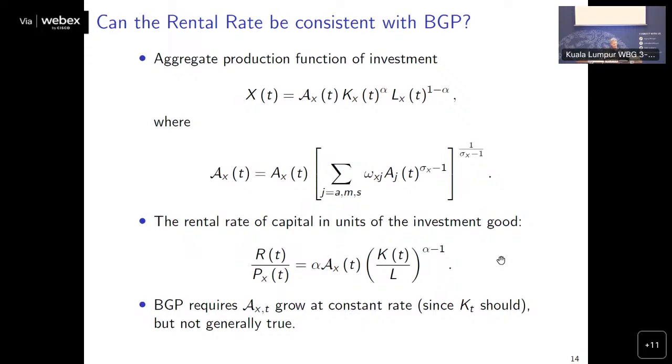The rental rate in this economy, because you can get an aggregate production function. This is one of the reasons we choose to have alpha be the same in every sector. This is fine as long as capital is growing at a constant rate. What you need is for this to go at a constant rate to balance out capital accumulation, because the power is negative.